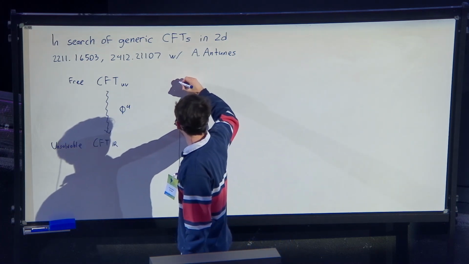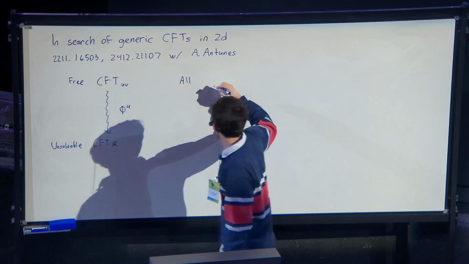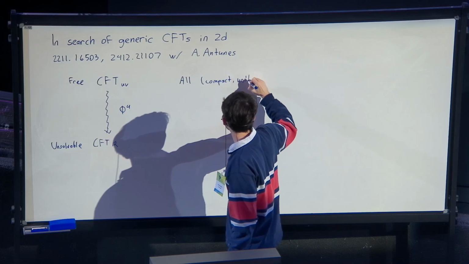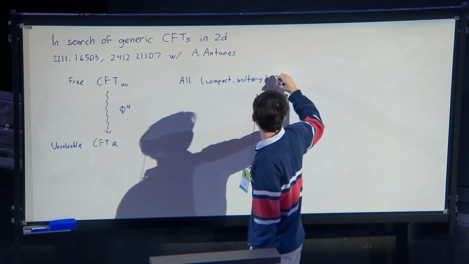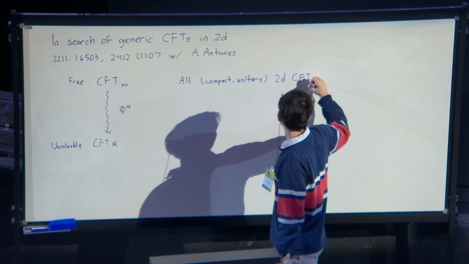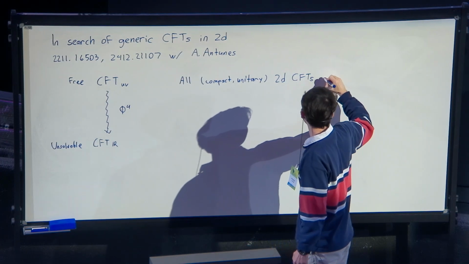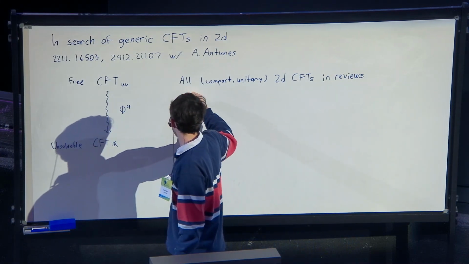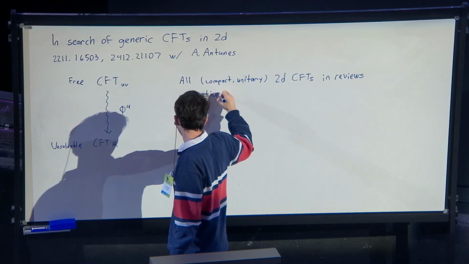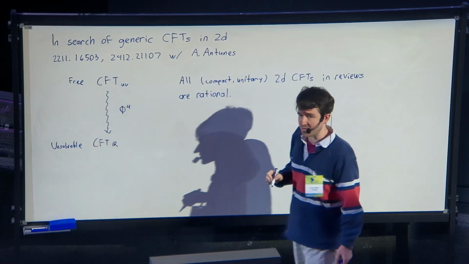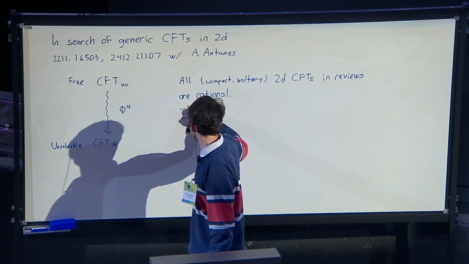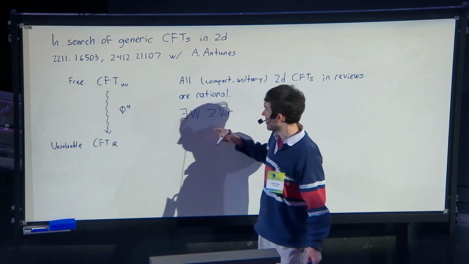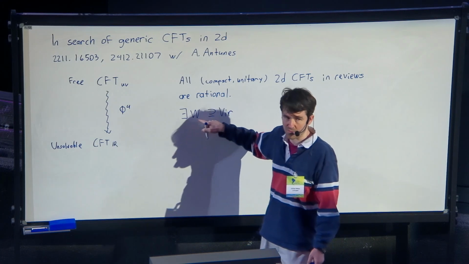So to make a slightly more precise statement, all compact and unitary, 2 things I'm always going to assume, all compact unitary 2D CFTs discussed at length in reviews are rational. Now, what does this mean? It means that there's some chiral algebra which contains the Virasoro algebra but is generally larger, such that you have only a finite list of primaries with respect to this maximal chiral algebra.